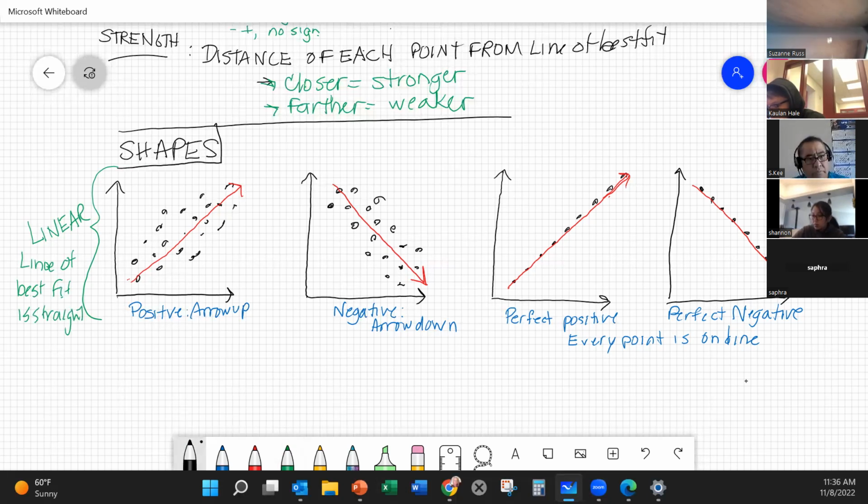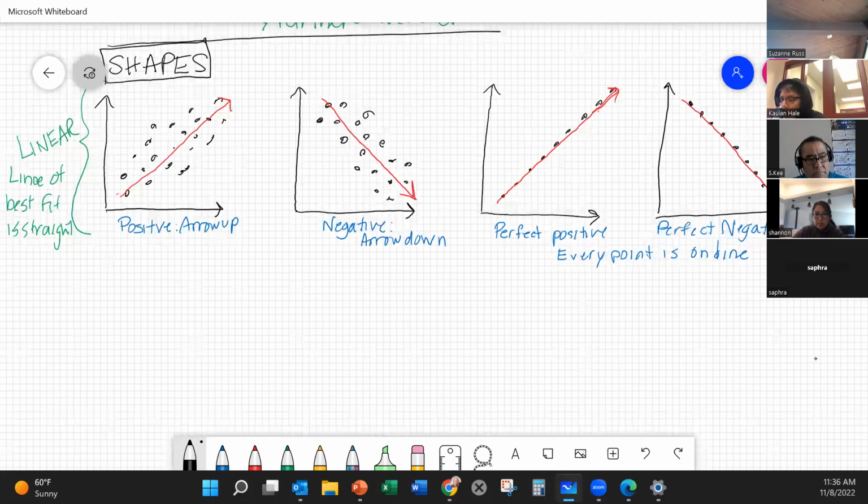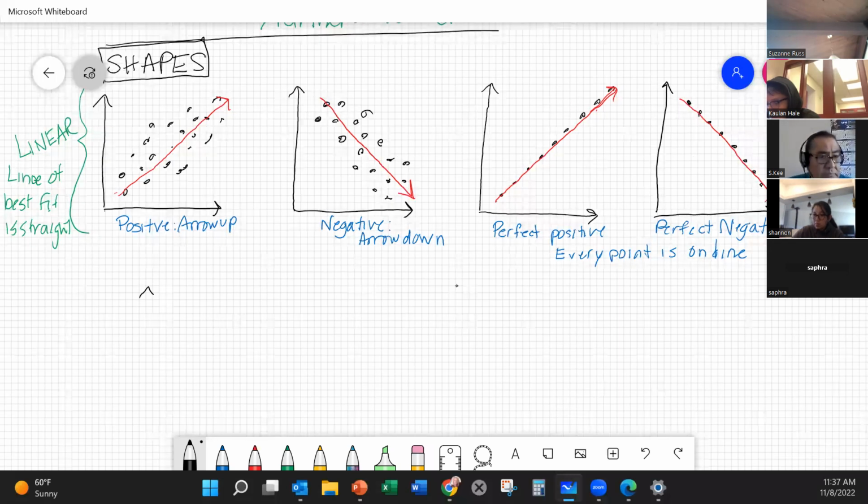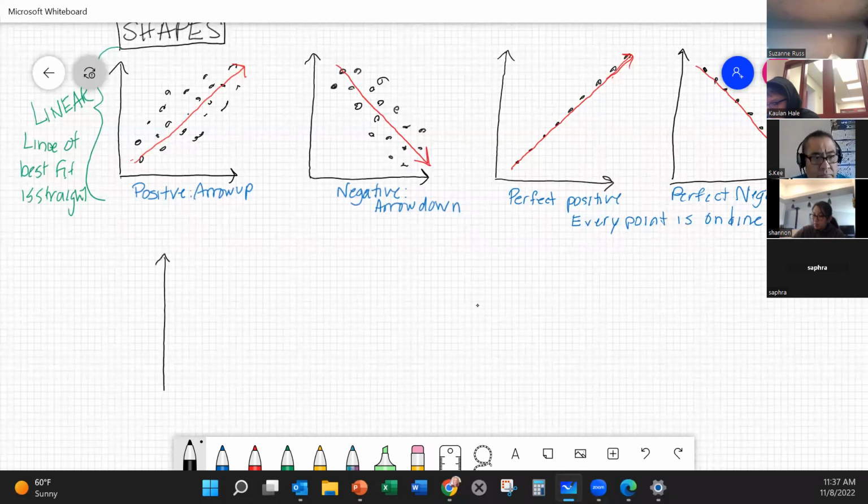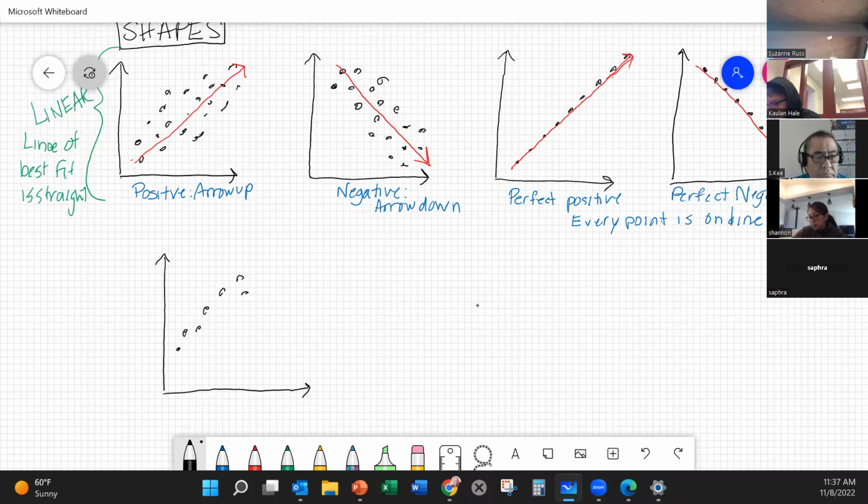But we could also have some other kinds of shapes. We can have some crazy shapes too. So we could have something that looks like this. Let me move this just a little more. And the line of best fit would have to be curved. And we would call this a curvilinear relationship. It means that the line is curved.